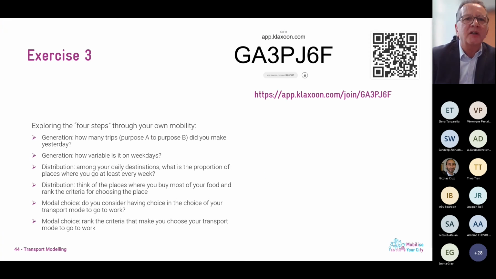We go now to the next one. I need to launch it. Same principle, with 2 questions on distribution. Among your daily destinations, what is the proportion of places where you go at least once a week, every week? And think of the places where you buy most of your food and rank the criteria for choosing the place. The second one may take a little longer to answer. You can rank by moving the propositions up and down, taking them by the left.